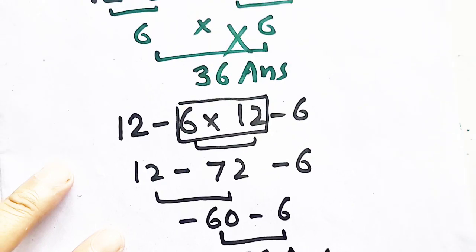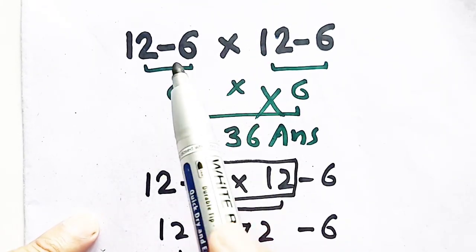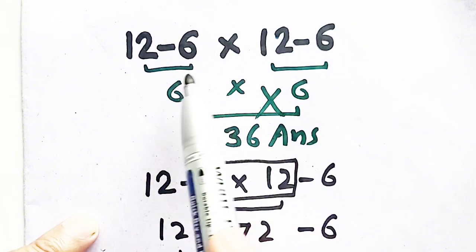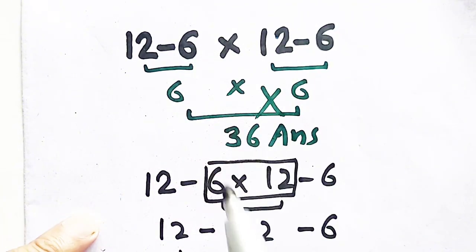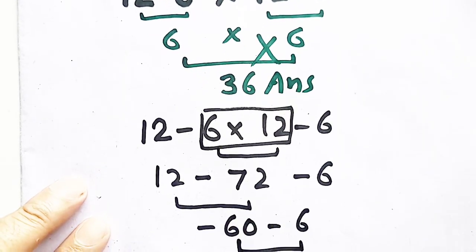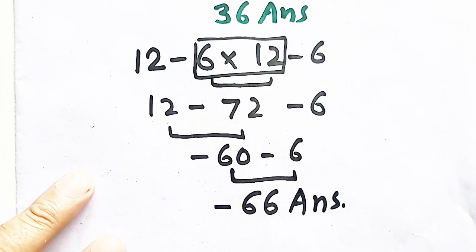In the previous case, our answer was 36, in which we fell into a trap: 12 minus 6, minus 6, 6 times 6 will be equal to 36. That was a mistake because we have not followed the order of operations. When we follow the order of operations, we will get minus 66 as the answer.